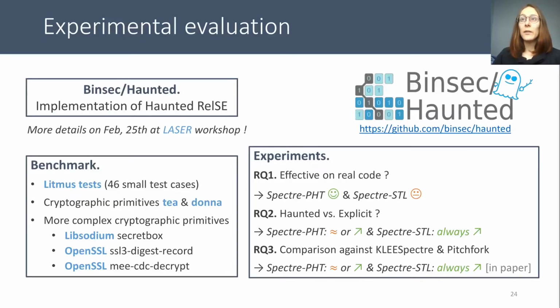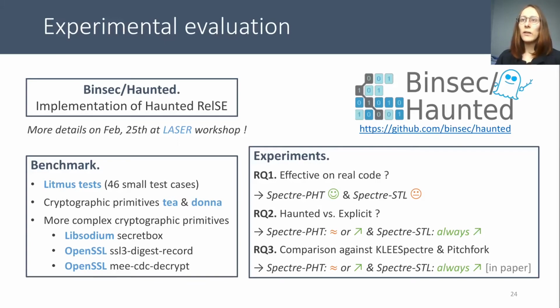We implemented our technique in a tool called Haunted and evaluated it on a set of litmus tests, cryptographic primitives from Tea and Donna, and finally on more complex primitives from Libsodium and OpenSSL. First, we measure the effectiveness of our tool. We showed that for Spectre-PHT, it can exhaustively explore real-world crypto, and for Spectre-STL, it can exhaustively explore small programs, but still finds vulnerabilities in larger code.